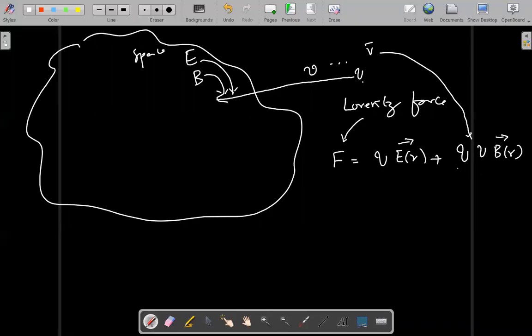So you need to remember this formula: QvB, and this is QE of r. For the magnetic force, the velocity is important. If the charge is moving slowly, the magnetic field has less effect. If there is no velocity, there is no magnetic force. So in short form, they write this as F electric, and this as F magnetic.